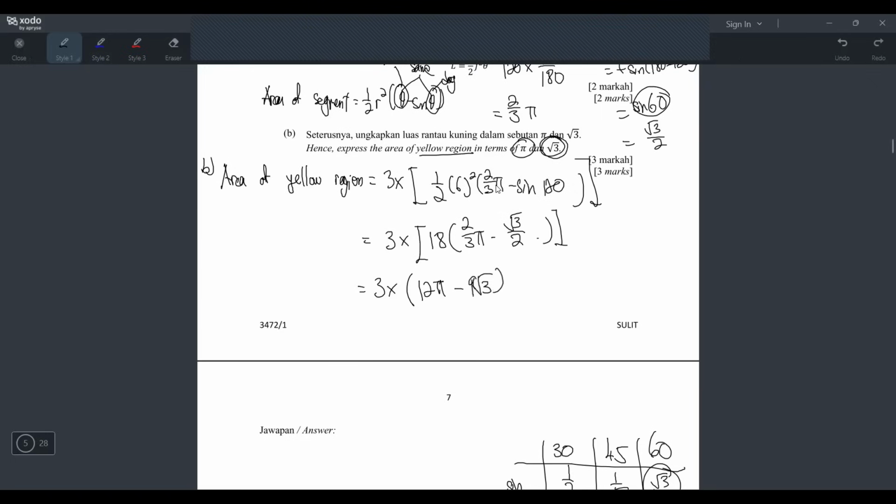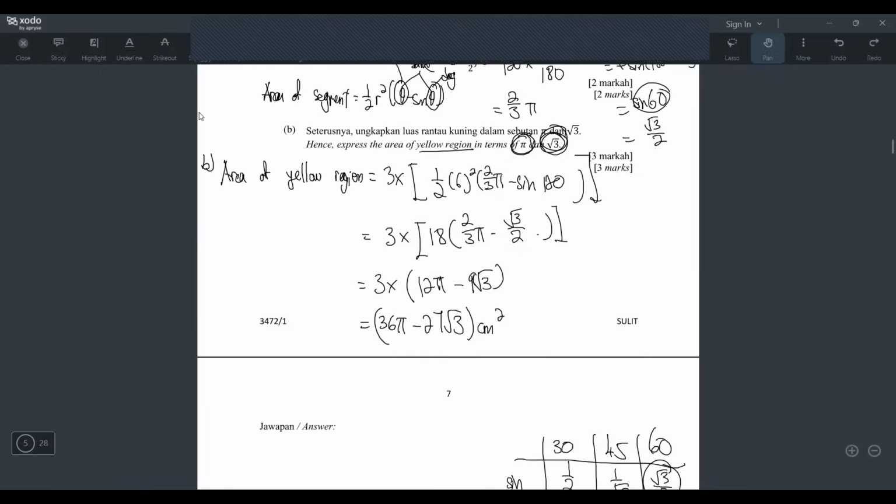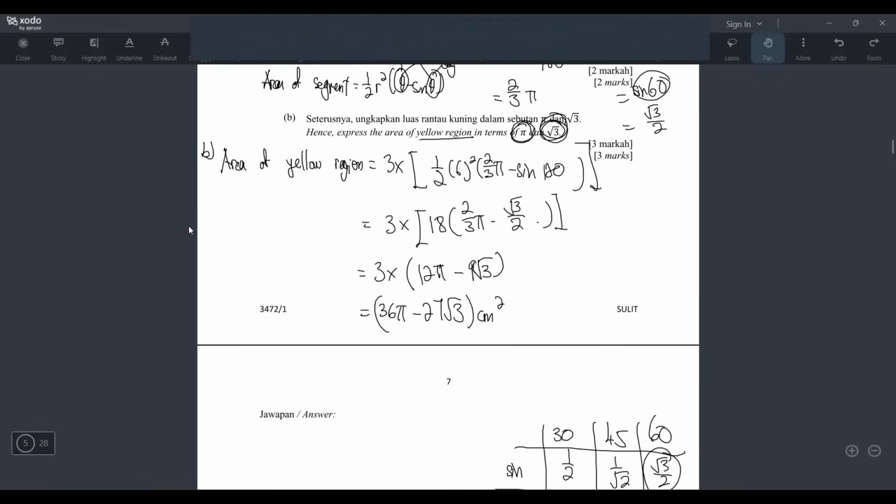So now I understand why they say in terms of pi and root 3, right? Because there's root 3. For the final step, take the 3 and expand, multiply inside. So 3 times 12 is 36, so 36 pi, and 3 times negative 9 is negative 27 root 3. This is the answer. And don't forget to write cm squared because it's area, right? Everything is in cm. So that's the answer. Okay, let's continue.